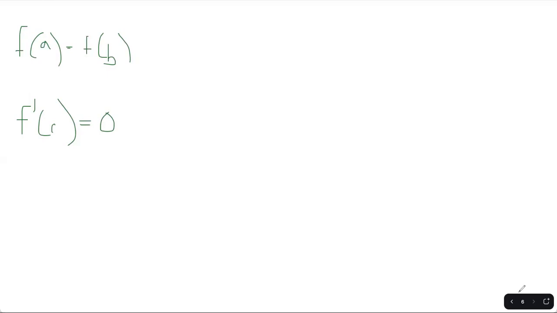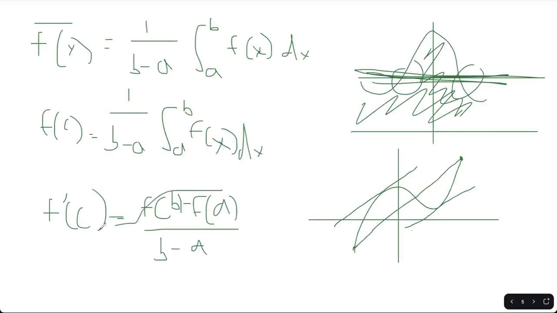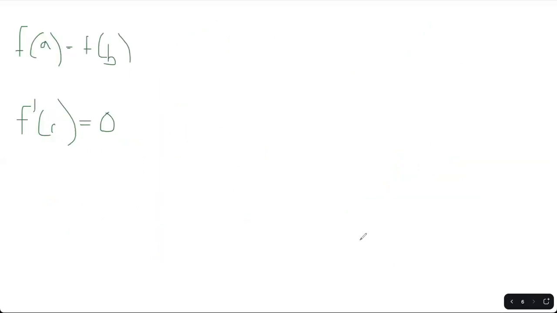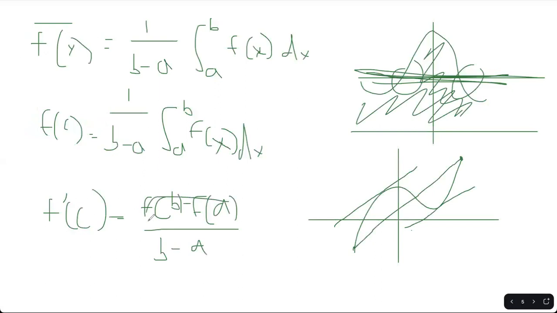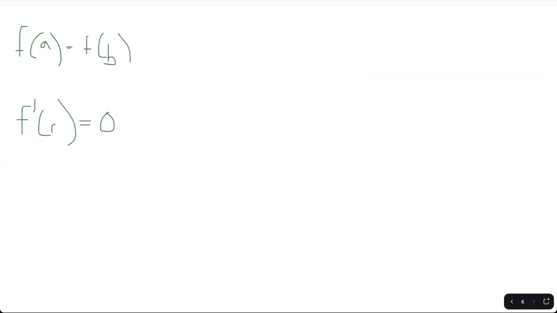Why is this? We can use the mean value theorem to prove this. Well, the mean value theorem says it's equal to f of b minus f of a over b minus a. Well, if f of b equals f of a, then this numerator will just be 0 since they're equal to each other, and b minus a will not be 0 since they're not the same point. So that means f prime of c equals 0, which is literally what Rolle's theorem says.